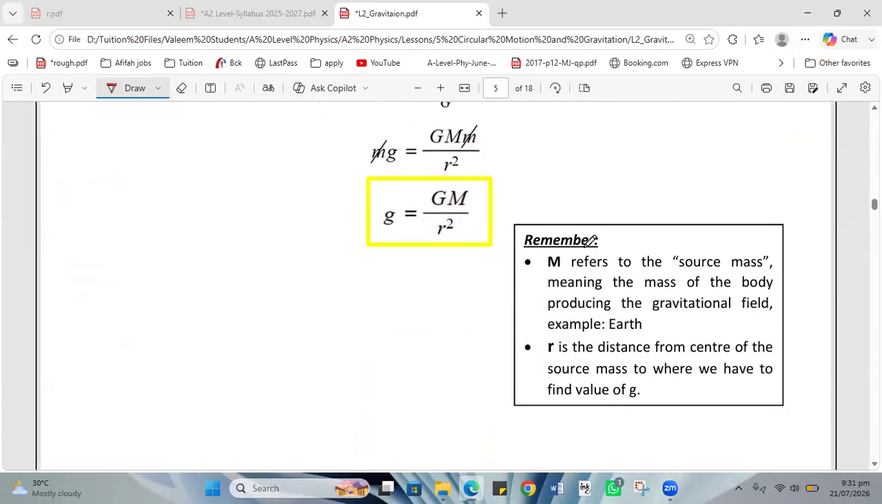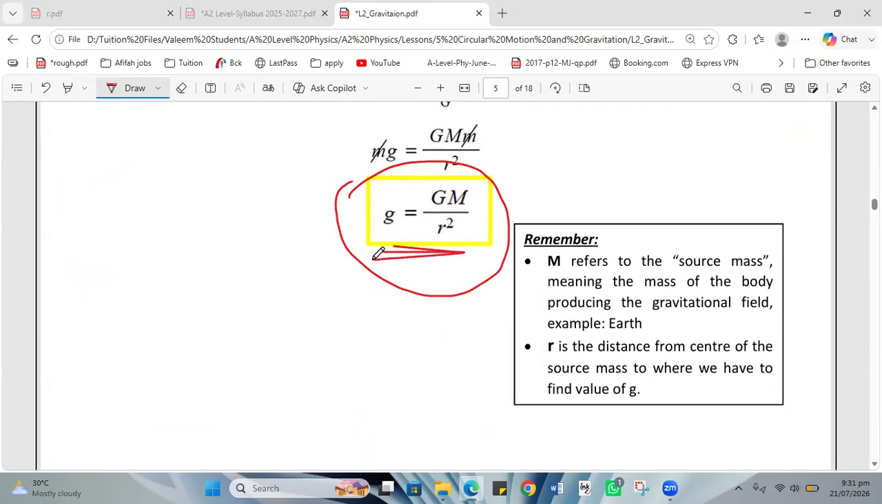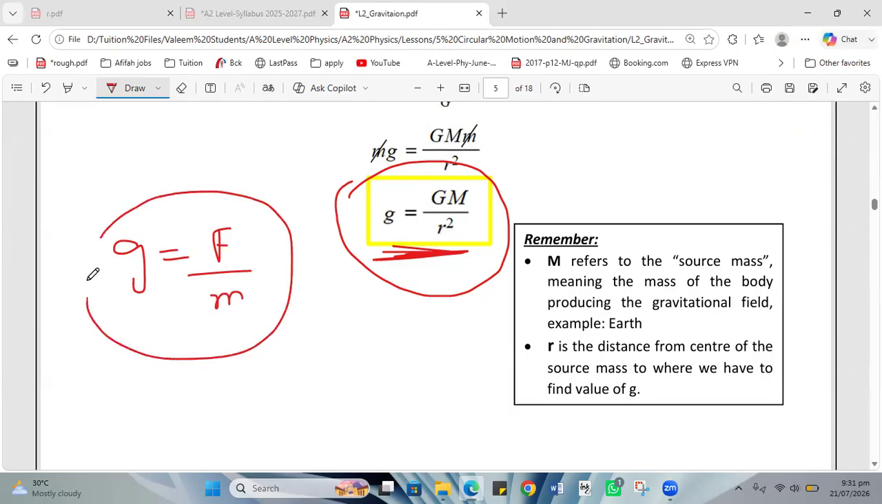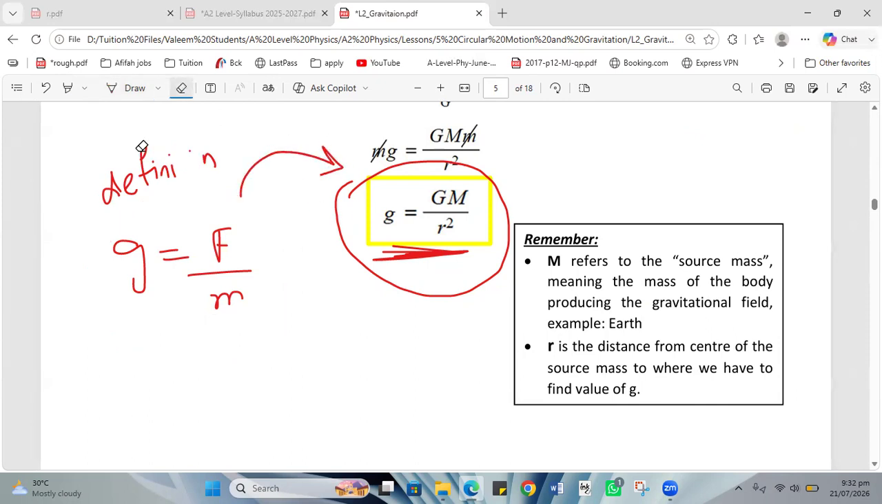Okay. Next up is another formula for gravitational field strength, another very important formula. What was the previous formula that I discussed in the very beginning? It was gravitational field strength is equal to gravitational force per unit mass. This is the basic formula, or you can say the definition formula for gravitational field strength. But this is now another formula for gravitational field strength.